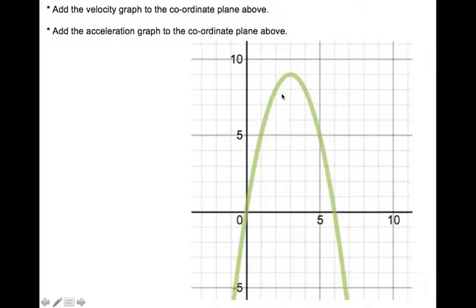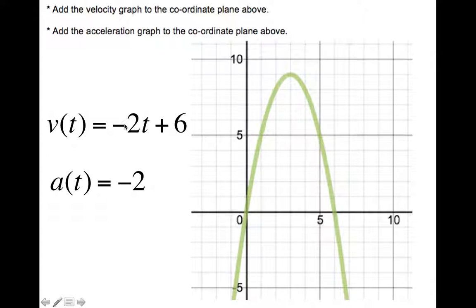So here's the position graph showing the flight of the ball. Now, velocity function is this. This is a line, all right, with a y-intercept of 6 and a slope of negative 2. So, and there's the acceleration. So here is the velocity function, right? Here's the y-intercept of 6 right here. And here's the slope. It goes down 2 over 1, down 2 over 1, down 2 over 1.